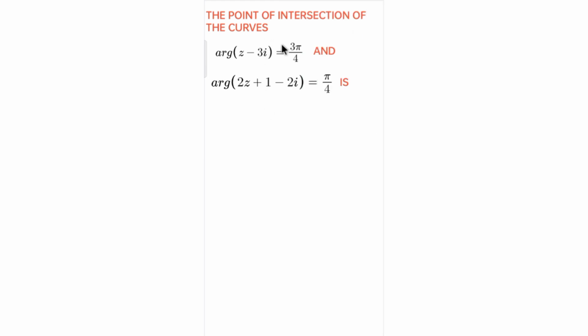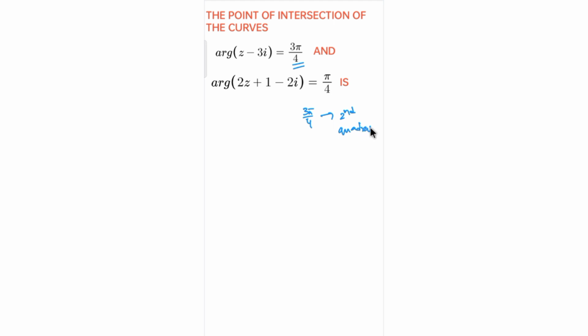And coming to this problem, here the point of intersection of the curves: argument of z minus 3i is equal to 3 pi by 4 and argument of 2z plus 1 minus 2i is equal to pi by 4. There are actually two possibilities for this solution, but to be honest only one is correct. I'll explain how various people are getting two different answers for this question. First, you need to keep in mind every part of the question. The argument is 3 pi by 4, so that is only possible if it's in the second quadrant, isn't it?